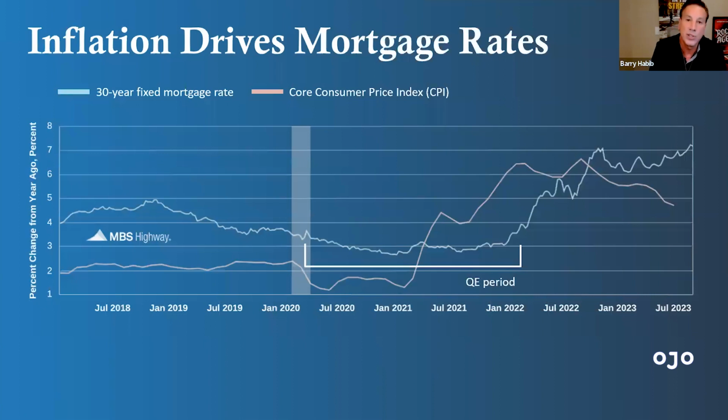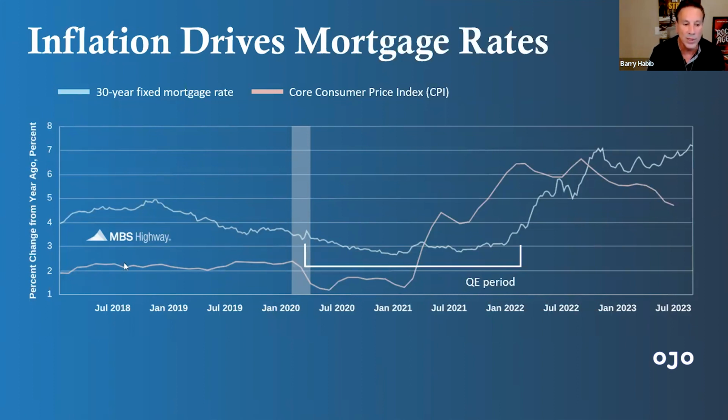Now, if inflation's low, well, then that buying power will remain intact better. So lower inflation, typically lower long-term rates like mortgage rates. Higher inflation and mortgage rates typically have to go up. And through almost all of history, that's exactly what's happened. And if we take a look at the last several years, you could see this.